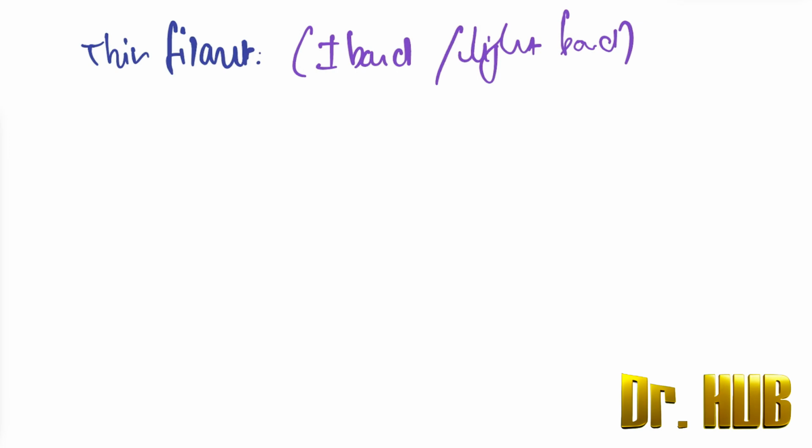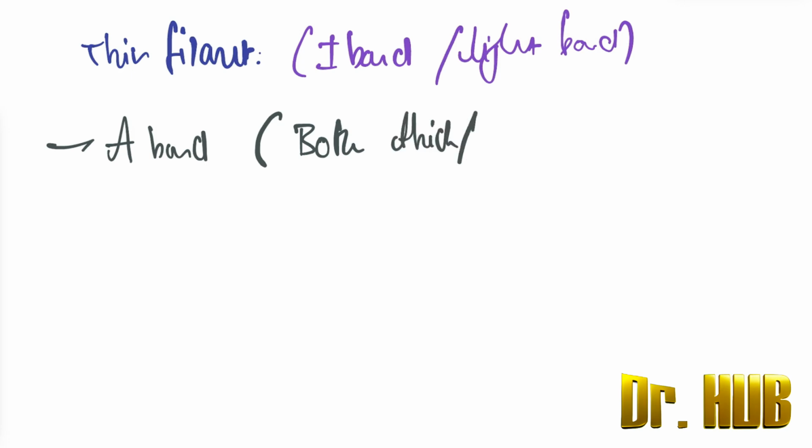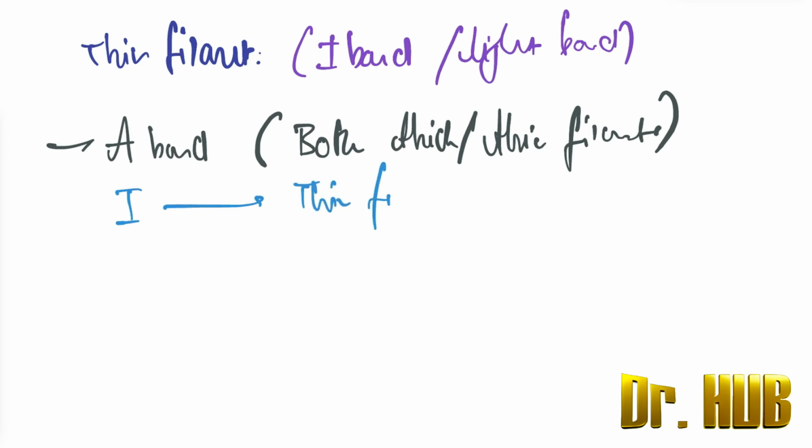So what we are learning is that the A band consists of both thick filaments as well as thin filaments, whereas the I band consists of only thin filaments.